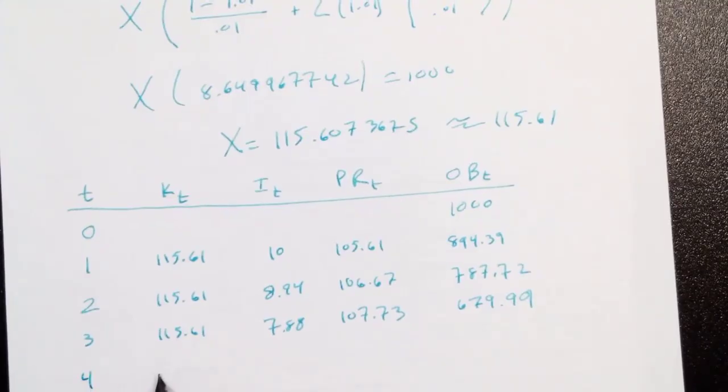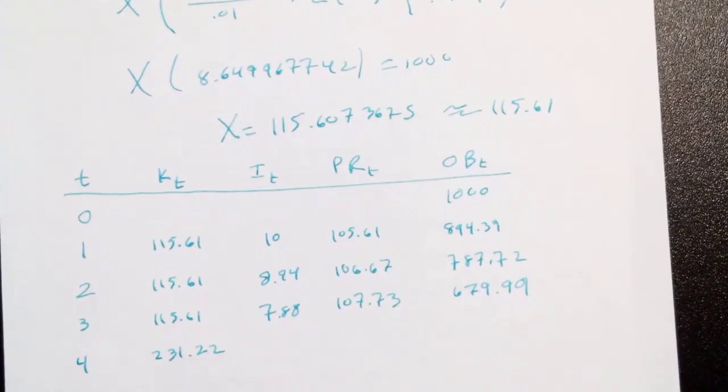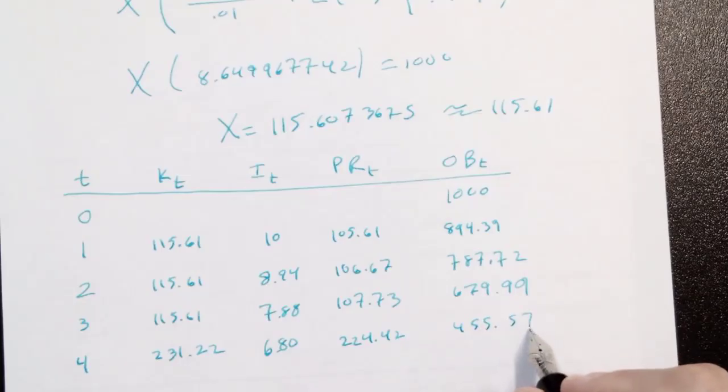So payment 4 is 231.22. The interest I owe, yeah, it should be 6.80 because we're going to have 679.99. So 231.22 minus 6.80 is 224.42. 679.99 minus 224.42 is 455.57.